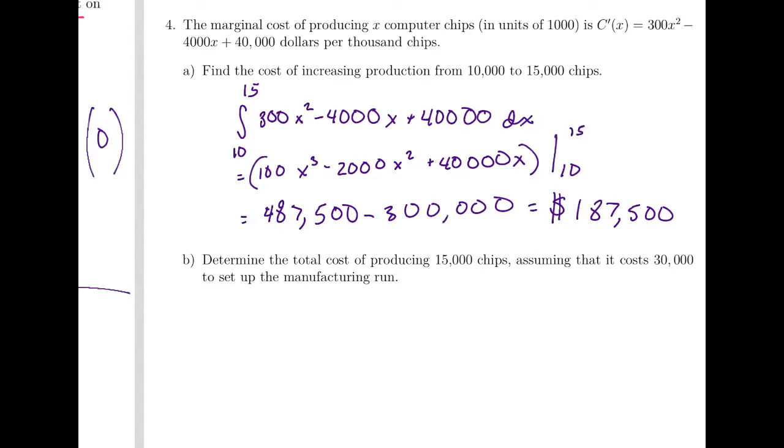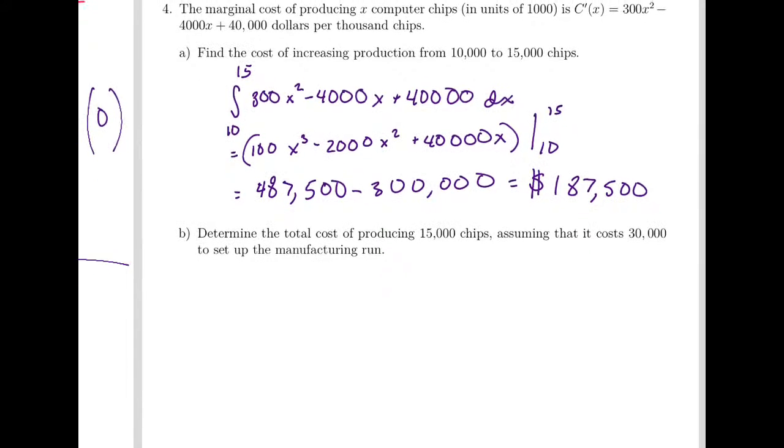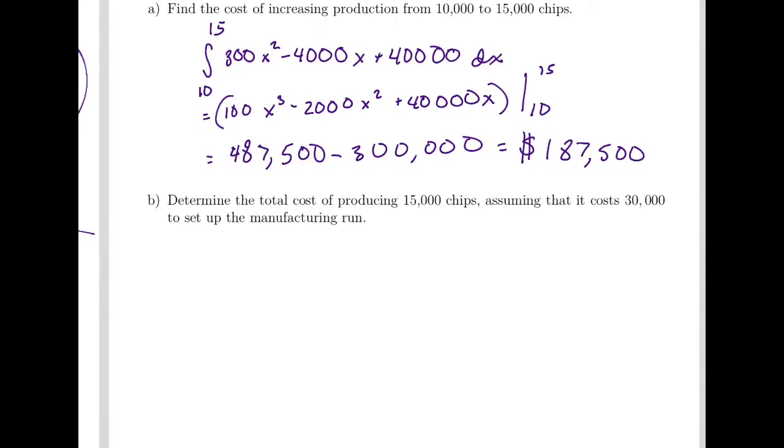So determine the total cost of producing 15,000 chips, assuming that it costs 30,000 to set up the manufacturing run. And so we want to find that total change in cost up to 15,000. So that's going to be from 0 to 15 of that 300x squared minus 4,000x plus 40,000 dx. And then when we find that total change, you want to add the 30,000.